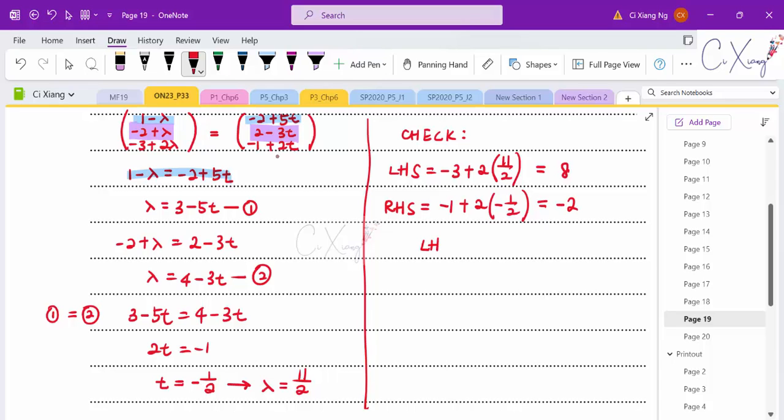From here, you can see that your left-hand side is not equal to the right-hand side. That means the values of t and lambda are not correct for all three equations, so they do not intersect. If they intersect, all the values should be the same. When you substitute into all the equations, the left-hand side should equal the right-hand side. But now, using the third equation to check, the left-hand side is not equal to the right-hand side. Therefore, the lines L and M are skewed. They didn't touch each other, so it belongs to the skewed case.